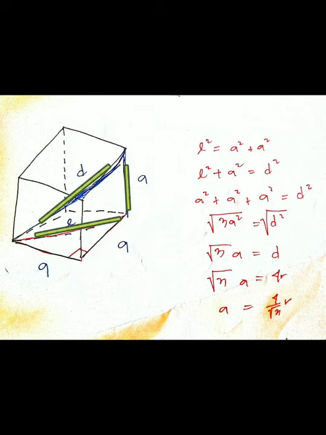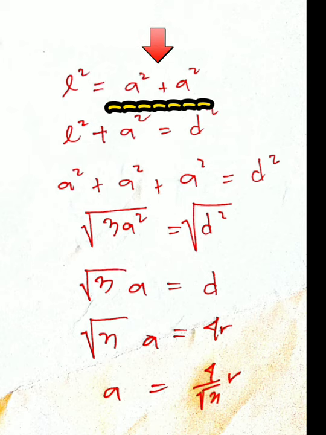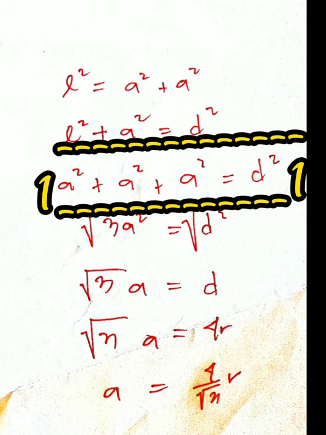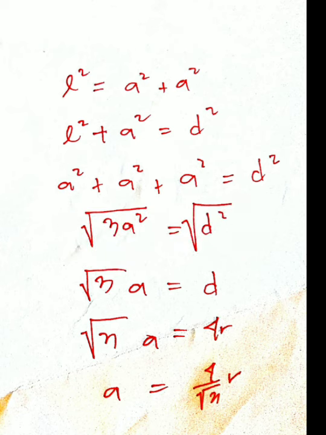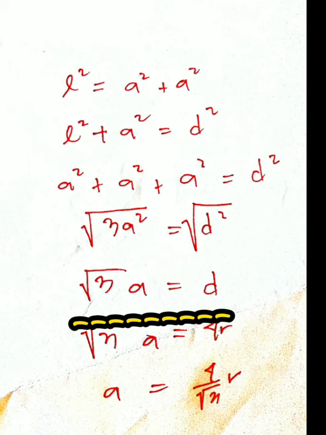So focus on the triangle in green. L squared plus a squared is equal to the hypotenuse D squared. In this equation, we replace L squared with a squared plus a squared, and so we get L squared, which is a squared plus a squared, plus the other a squared, equal to D squared. And so 3a squared equals D squared. Now, if we take the square roots of both sides, the square root of 3 times a equals the length of the diagonal D. And the length of the diagonal is equal to 4r.